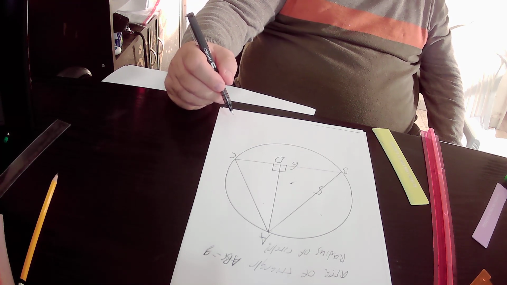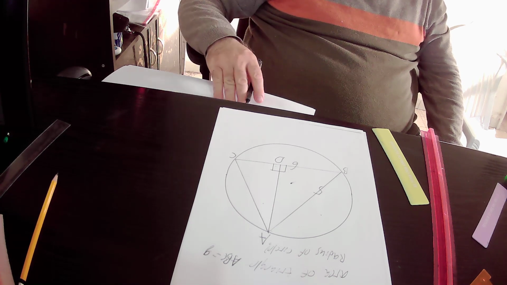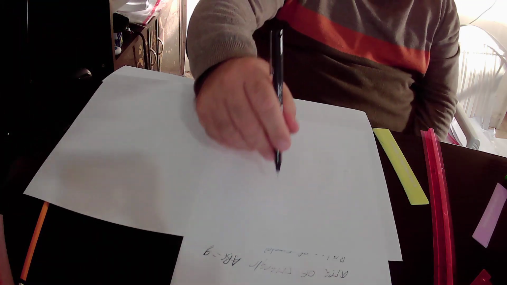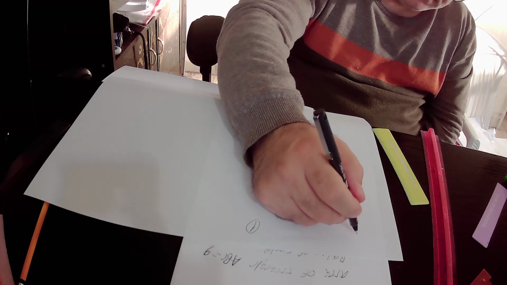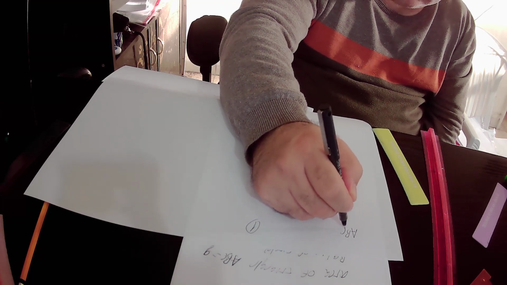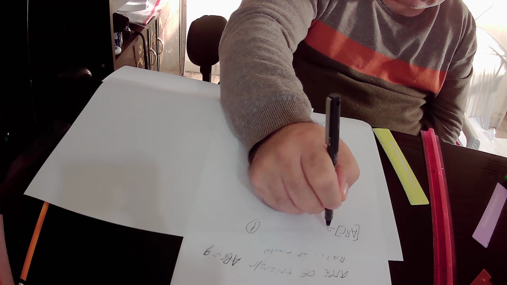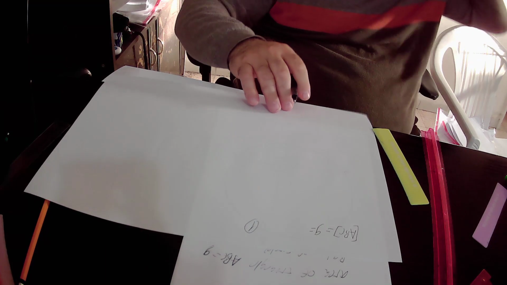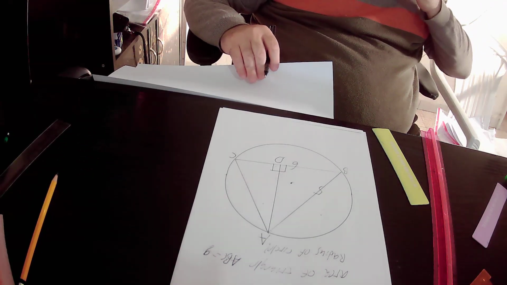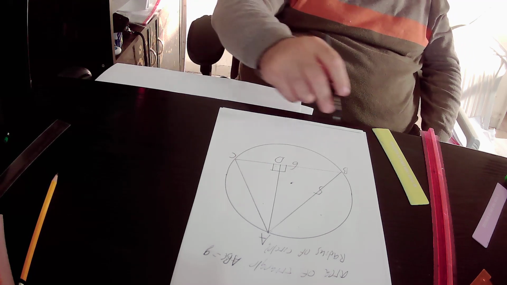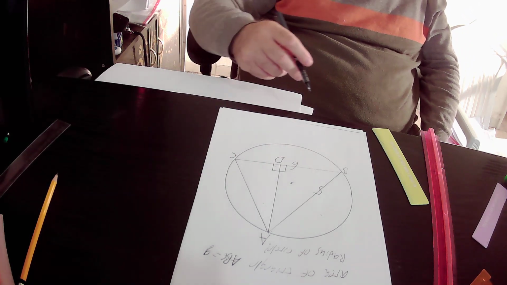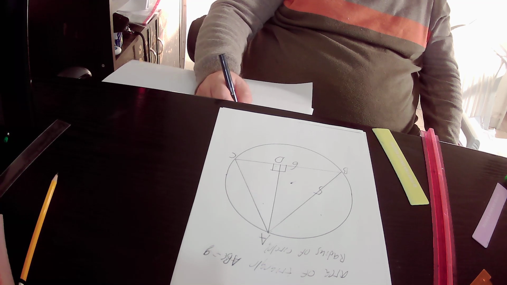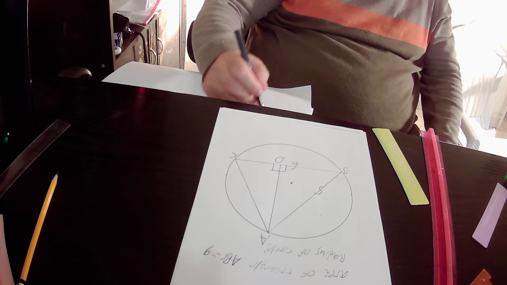So we know that the area of triangle ABC equals 9 square units. But we also know that the area of any triangle equals the base of the triangle times the height to the base over 2. In this triangle ABC, the base is BC, and the height to the base is AD.